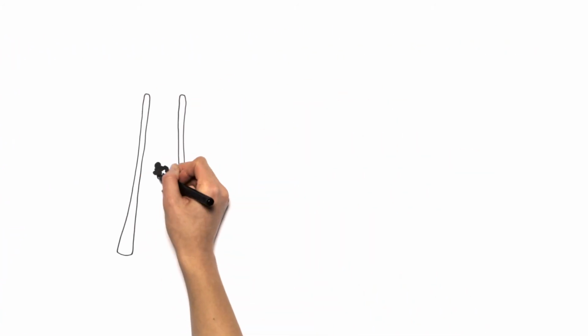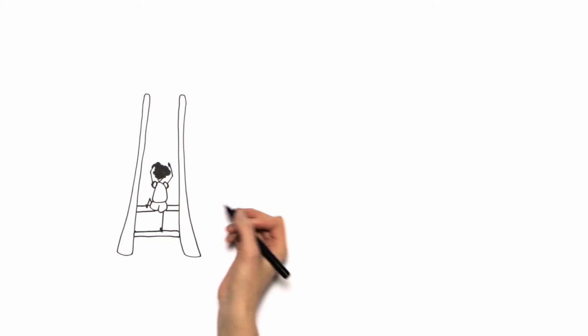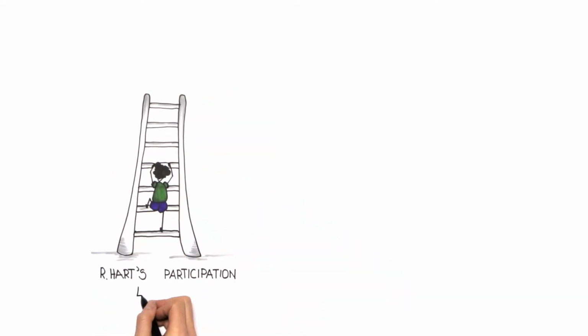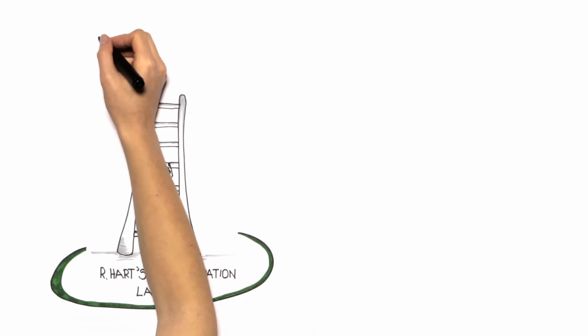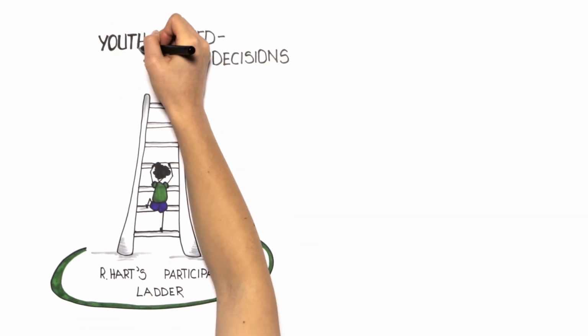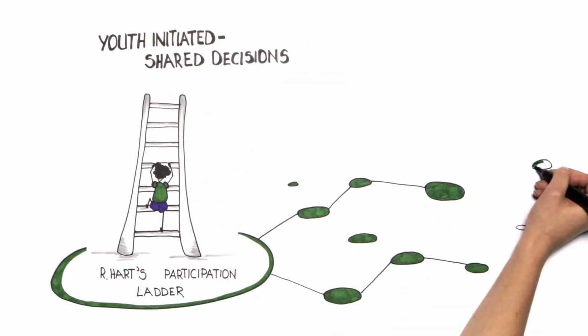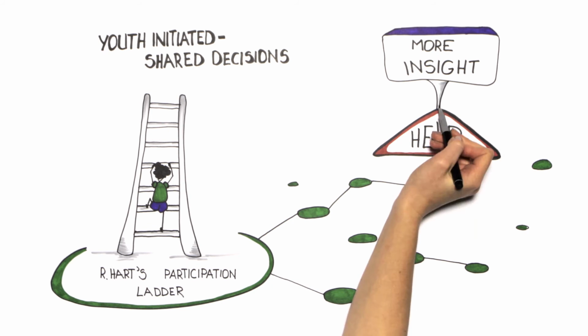Robert Hart's ladder of children's participation is an interesting model that can help you reflect on your participatory approach. It ranks different practices of participation according to the level of control of the adults, the children, or the young people involved. Many other models exist that can help you gain more insight.